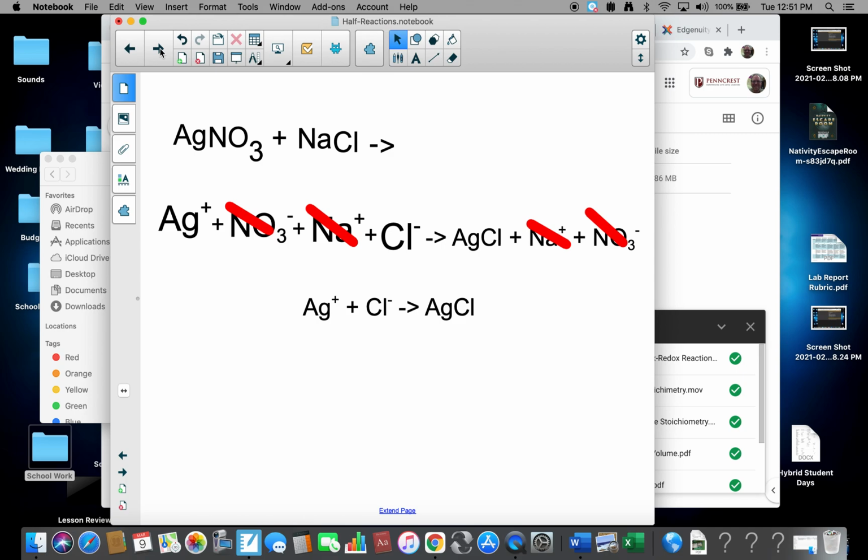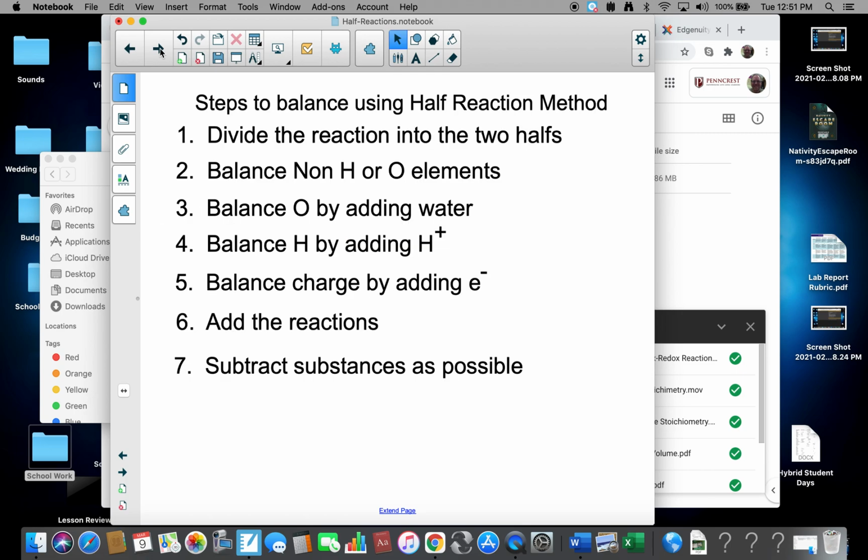Now, to do half reactions, this is the process we're going to go through. Divide the reaction into two halves. Balance non-hydrogen, non-oxygen atoms, balance oxygens by adding water, and hydrogens by adding hydrogen ion. Balance electrons, add the reactions, and subtract common substances as possible. I'm not going to go through and show this. I'll do them in class. It's just a lot more complicated, and I might lose you in the explanation. So if you're not in class, go back and watch the video of the lesson I do with class.